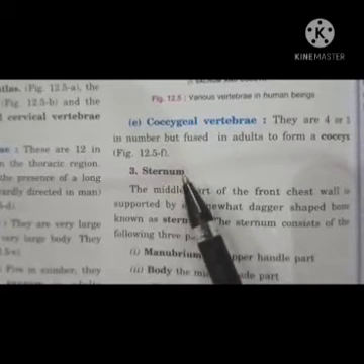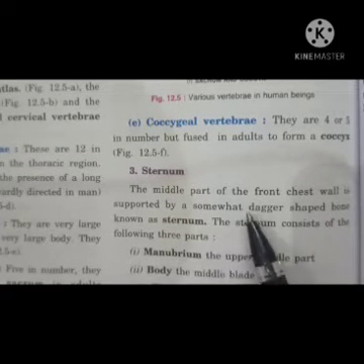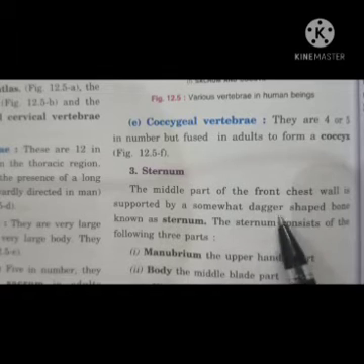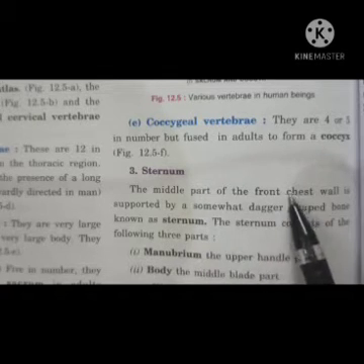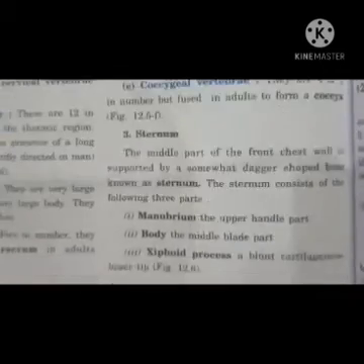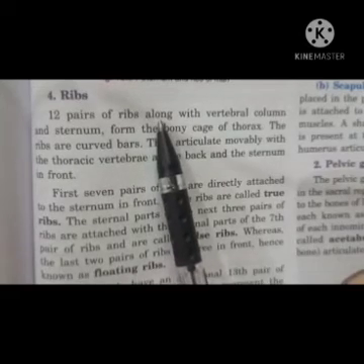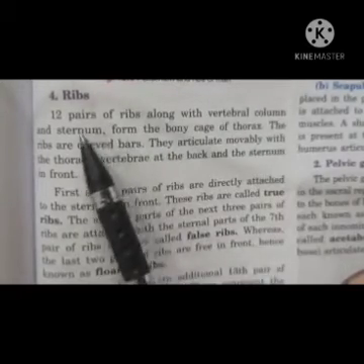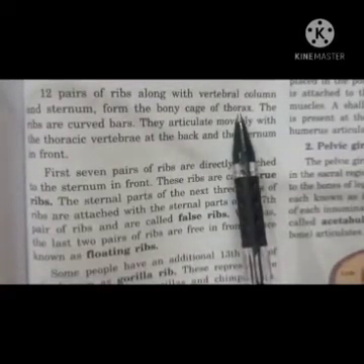Right. Next is the sternum. The middle part of the front chest wall is supported by a dagger-shaped bone, and it is known as sternum. Next is your ribs. There are 12 pairs of ribs present along with the vertebral column and sternum. They form the bony cage of the thorax and they protect what?